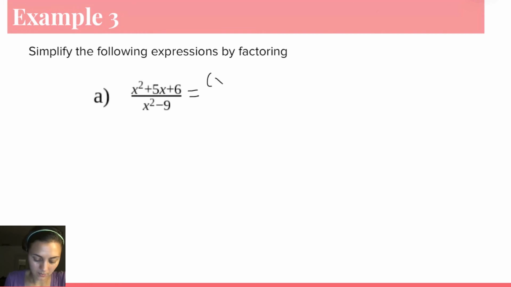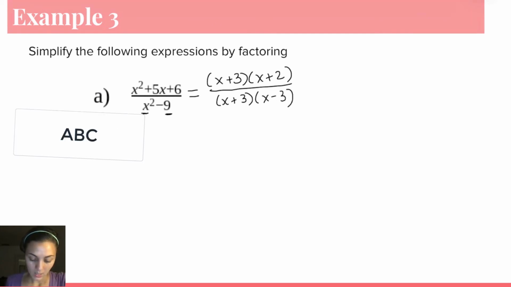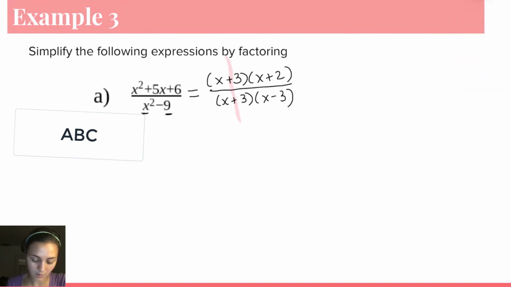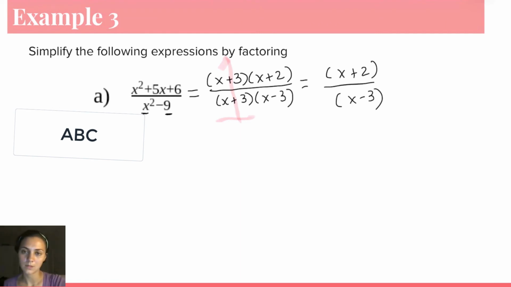So the top is x plus 3 times x plus 2. The bottom is a perfect square, x plus 3 times x minus 3. And so the simplification process happens right here, where I'm able to cancel out my x plus 3 over x plus 3 because they make a giant 1. So I'm able to cancel it out because they divide by each other and form a 1. So this simplifies to the expression x plus 2 over x minus 3. So you have to be able to factor to simplify stuff like this.